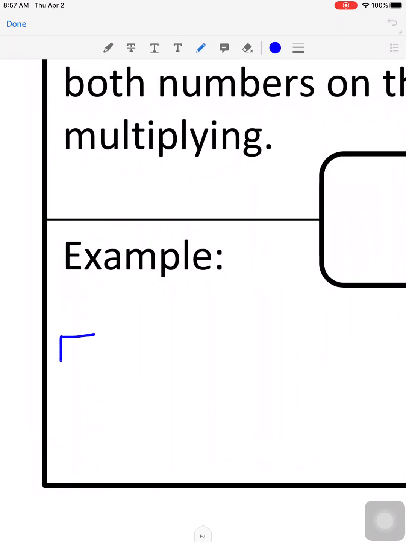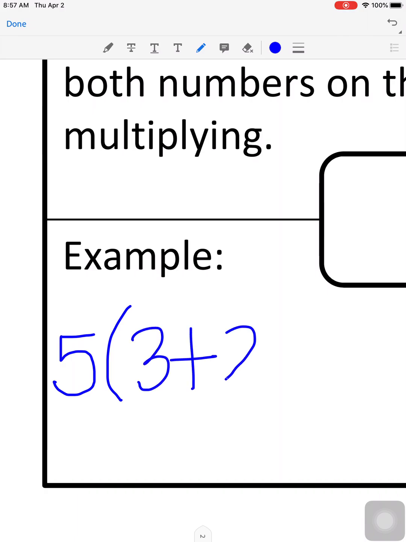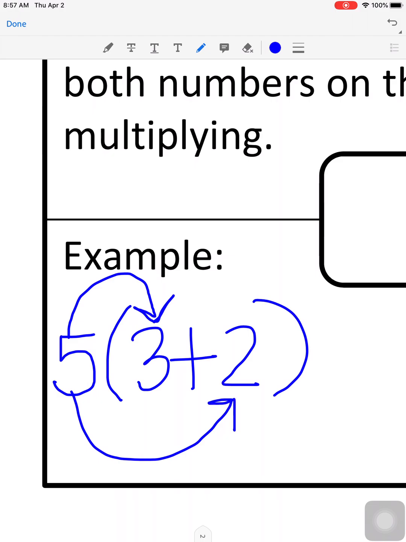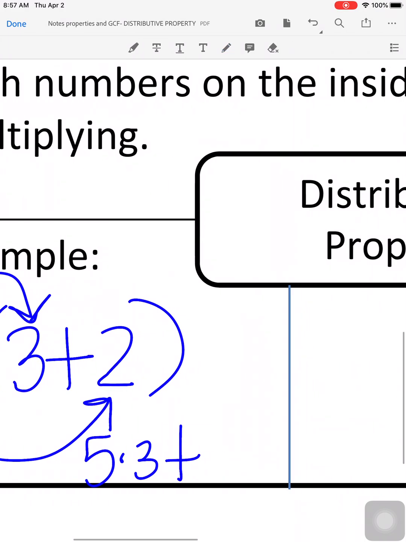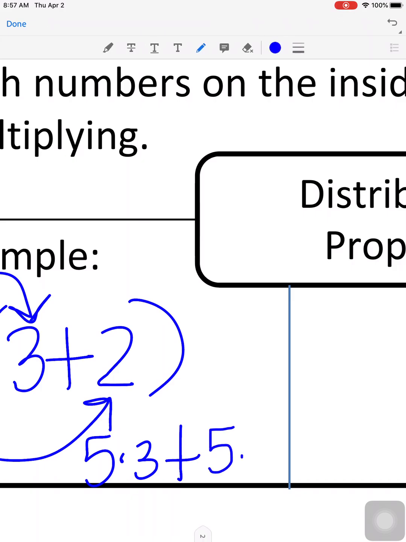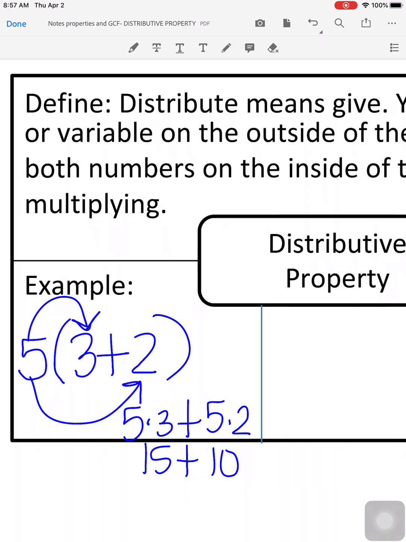So I have a number on the outside of the parentheses, and I'm multiplying that by the numbers on the inside of the parentheses. So that means I give 5 to 3, and I give 5 to 2 through multiplication. So that gives me 5 times 3 plus 5 times 2, which gives me 15 plus 10. Alright, so in this sense, we would not solve this per se because we're just simplifying it. So simplifying it would be 15 plus 10.